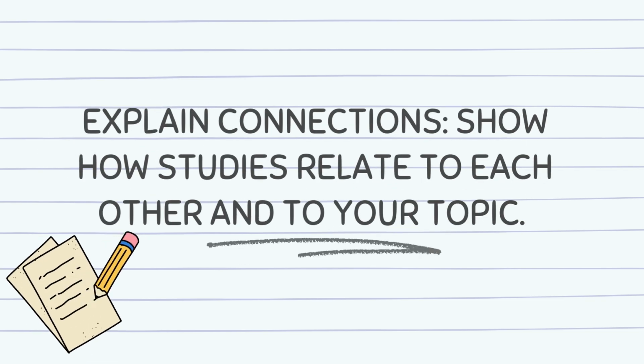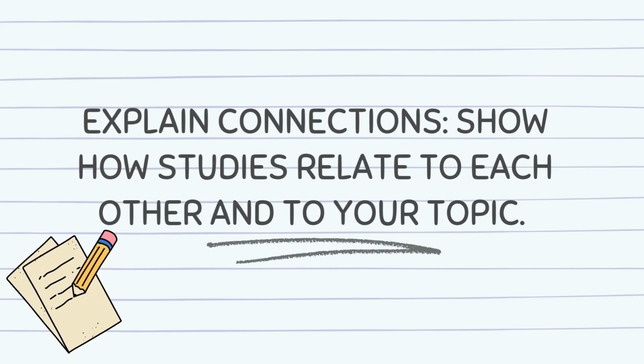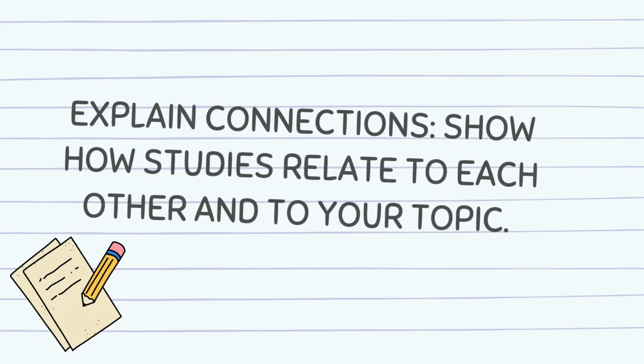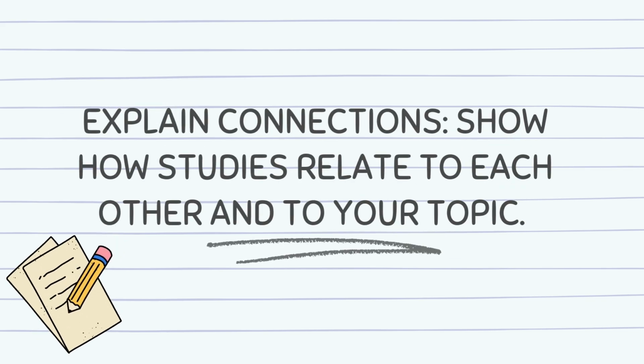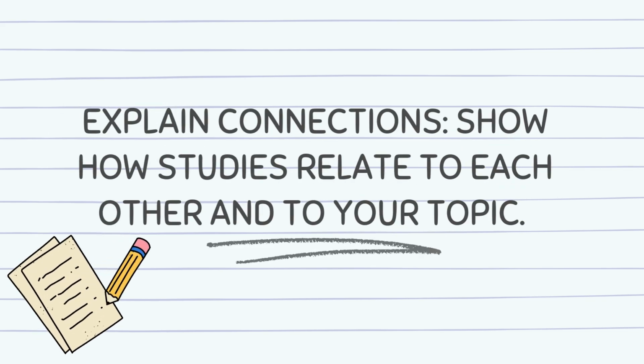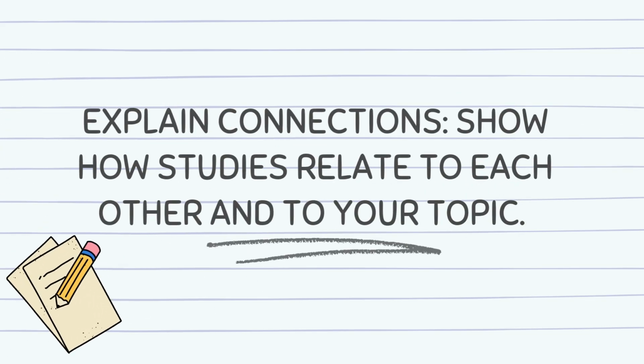A well-structured literature review shows relationships between studies, highlights trends and gaps, and situates the current research within the broader academic landscape. This section discusses how to effectively explain connections between studies and relate them to the research topic.